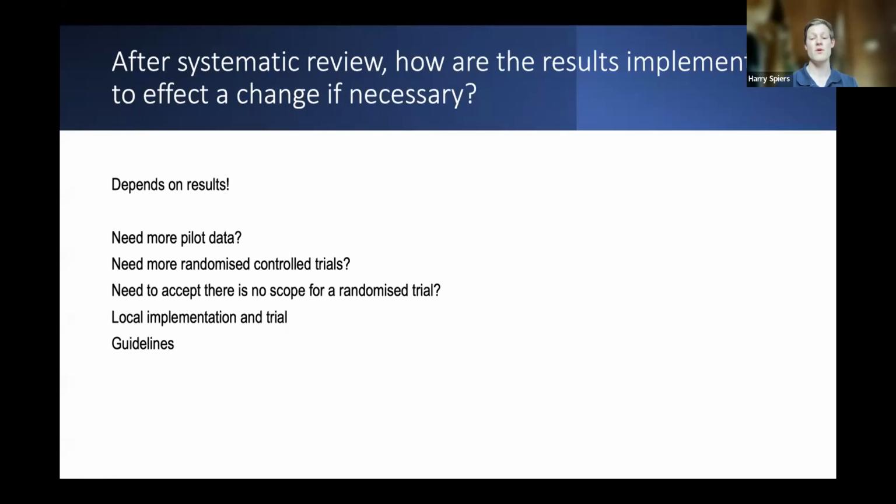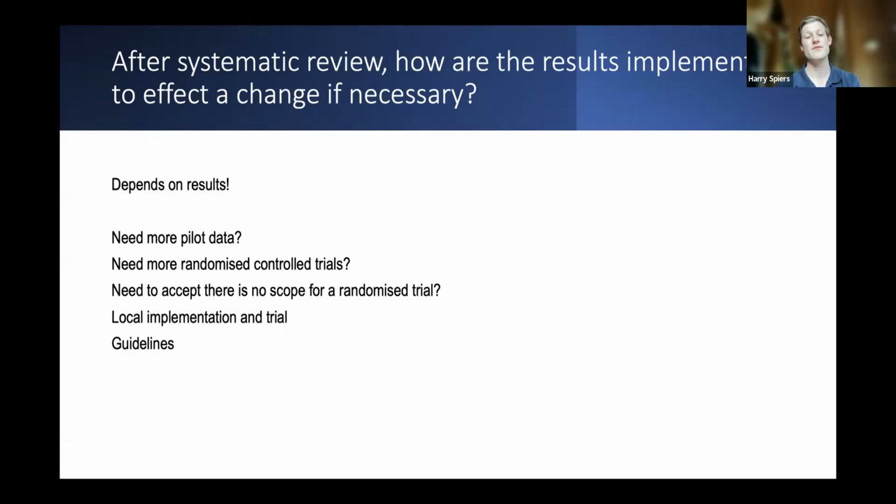And then importantly, why have you done this? Well, the whole point of doing your systematic review is to answer a clinical question so that you can hopefully improve the care of your patients. And so then the question is, after you've done that, how do you implement the results to effect a change if necessary? And so this for me does depend on the results.